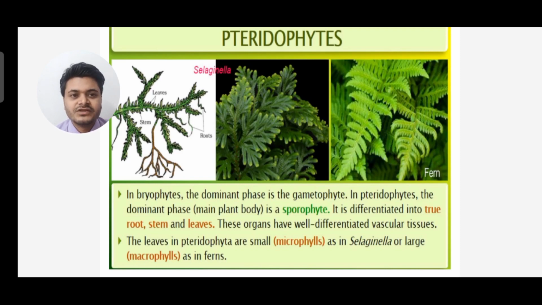The leaves in pteridophyte are small, that is microphyllous, as in Selaginella, or large, macrophyllous, as in fern. So there are two types of leaf, that's why they are called heterophyll. They have small leaves and large leaves. Small leaves are called microphylls and large leaves are called macrophylls.